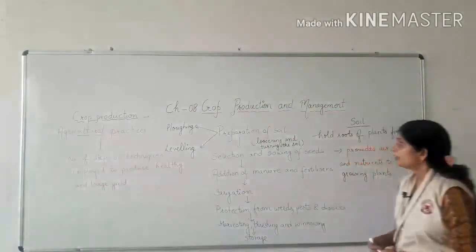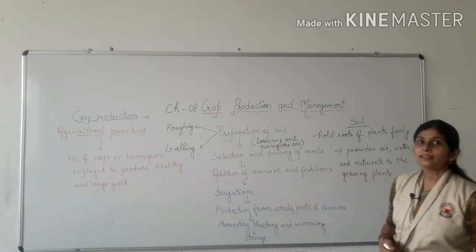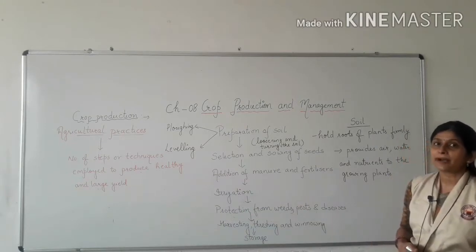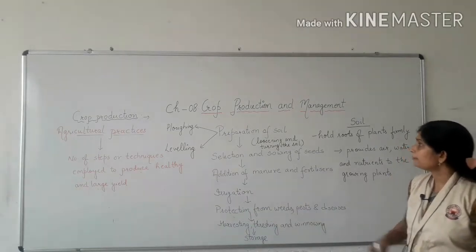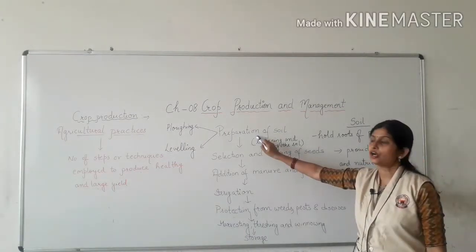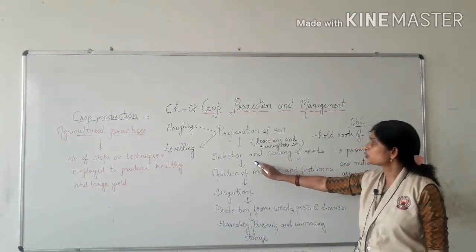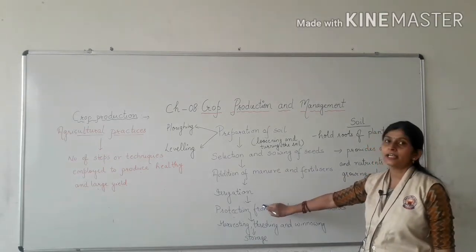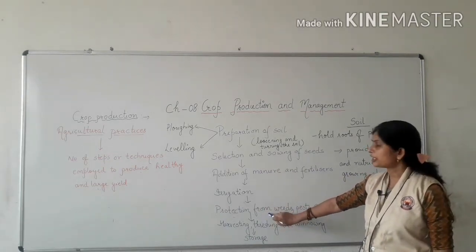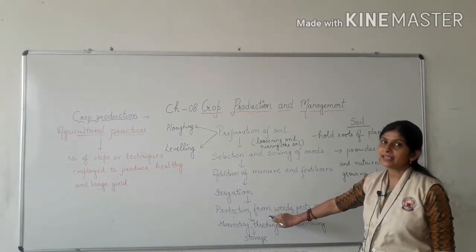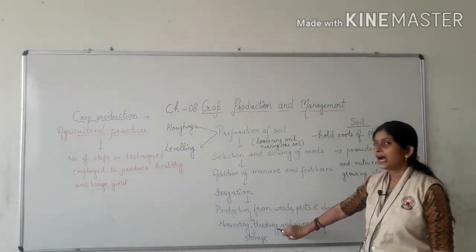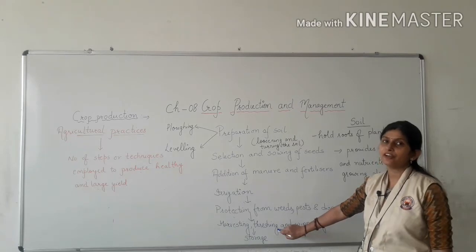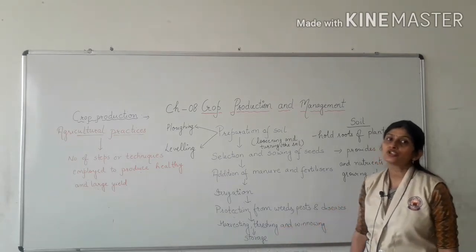Okay. Now, what are the various agricultural practices? They are preparation of soil, selection and sowing of seeds, addition of manure and fertilizer, irrigation, protection from weeds, pests and diseases, harvesting, threshing and winnowing, and last, storage.